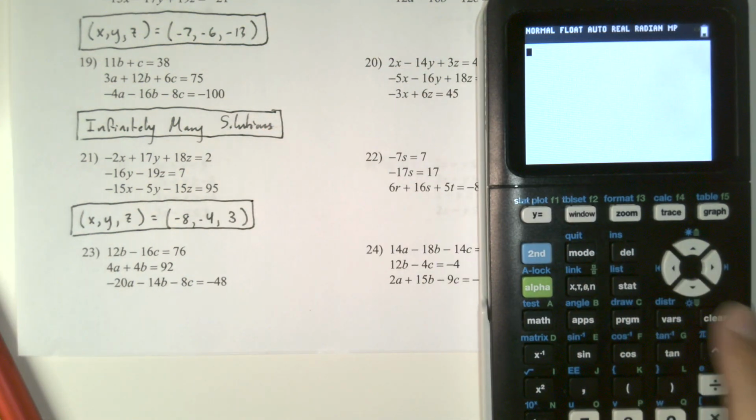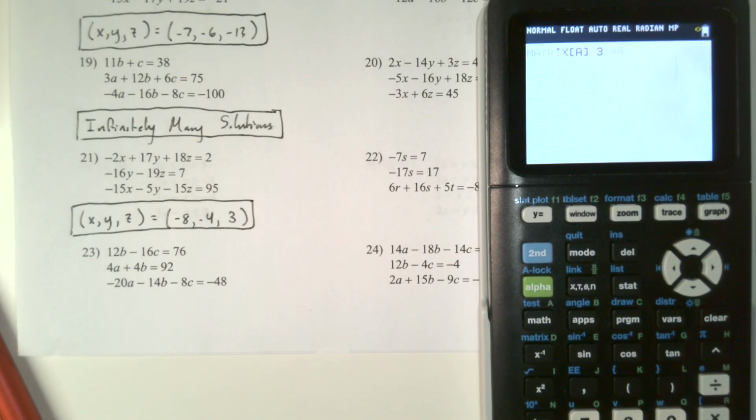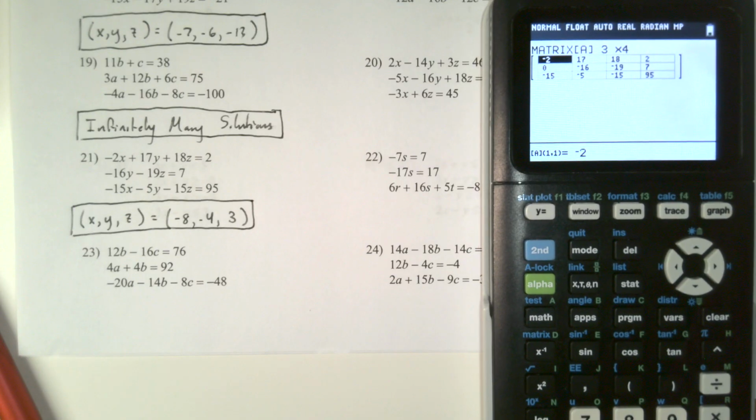I'm going to clear my screen. Second, matrix, scroll over to edit, scroll down to the first entry. We have A, B, and C again. We have 0A, we have 12B, and we have negative 16C, and that's equal to 76. And then we have 4A, 4B. We don't have any C's, so it goes 0. And I have 92. And then lastly, we have negative 20A, we have negative 14B, negative 8C, and that's equal to negative 48.